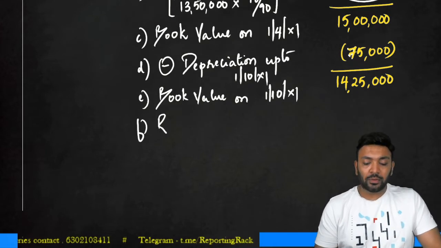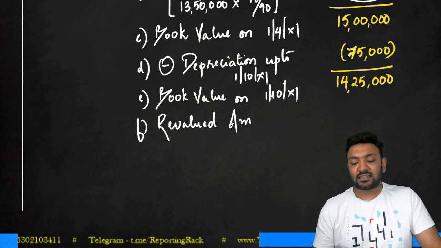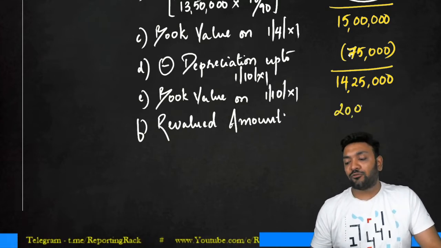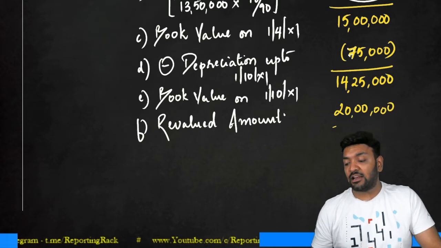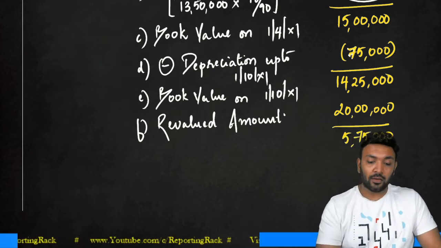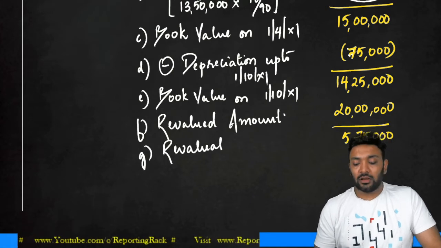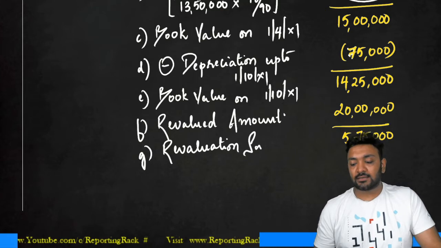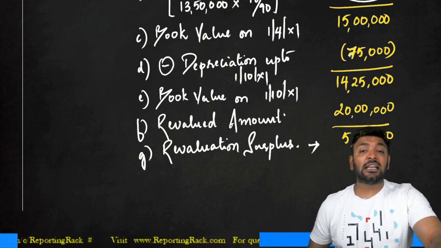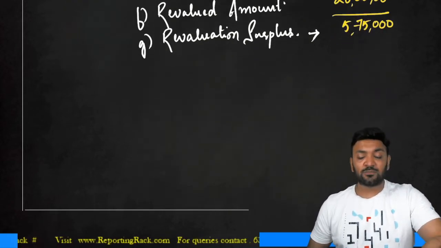On that day, what is the real amount? I'm revaluing the asset on this day. It is 20 lakhs. Therefore, the increase in value of the asset is 5,75,000, which should be considered as my revaluation surplus. Revaluation dimensions are straightforward, already given to us. So this is plant and machinery.